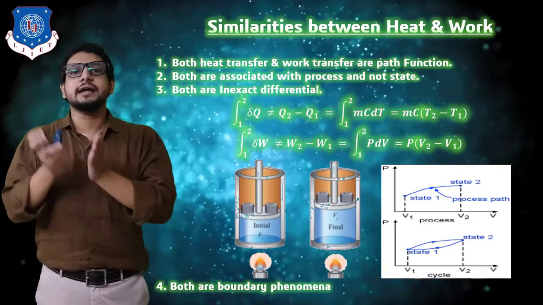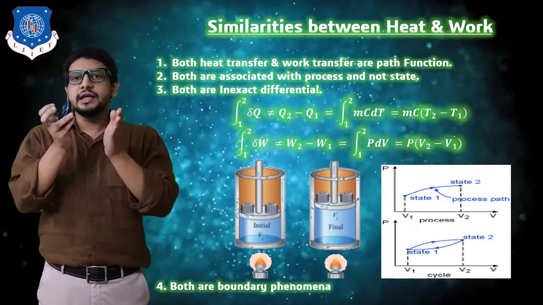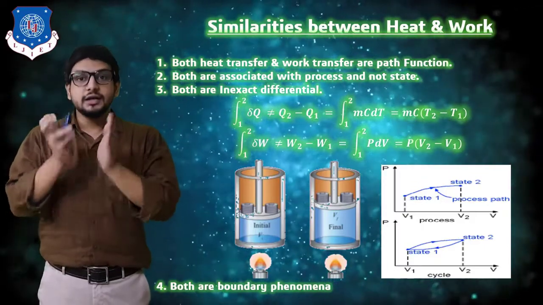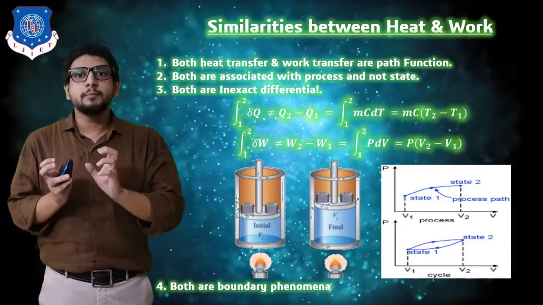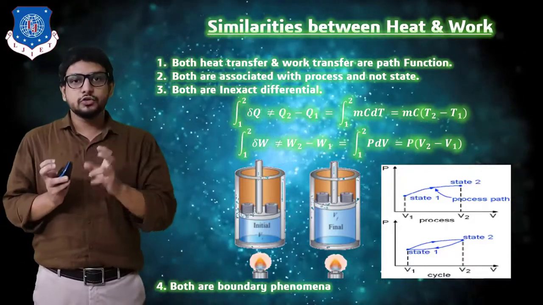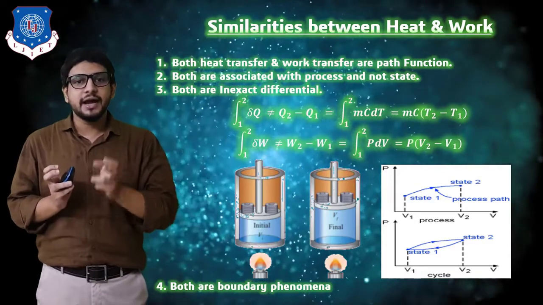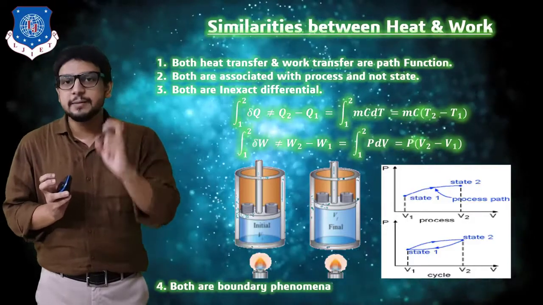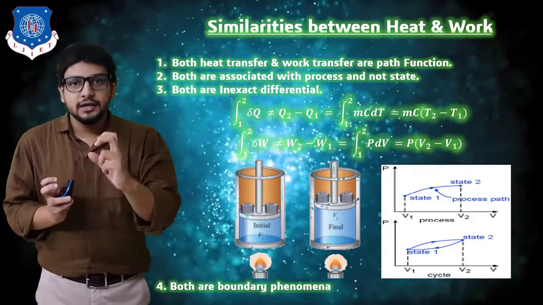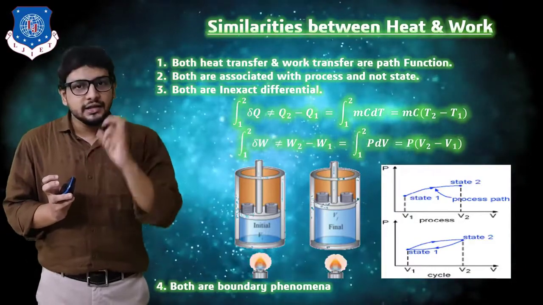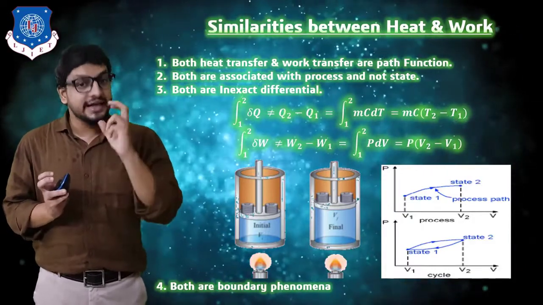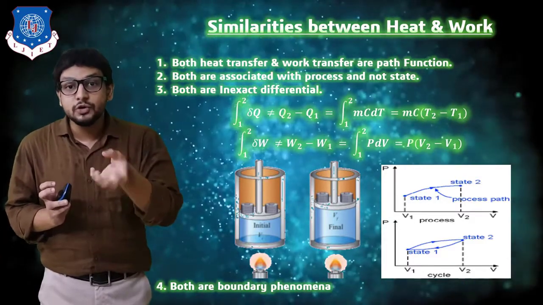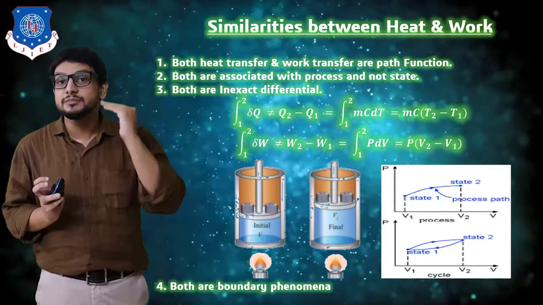Now the third point indicates that both are inexact differentials. What are inexact differentials? We would say that inexact differentials are represented by a partial derivative symbol, called del. It is one whose complete differentiation is not possible. Over here you can see I have indicated the integration from state 1 to state 2 of del Q, that is, heat transfer is represented by del and not d. Whenever d is used, it indicates an exact differential, but when del is used, it indicates a partial derivative. It is not possible to integrate heat transfer in a limit from state 1 to state 2.